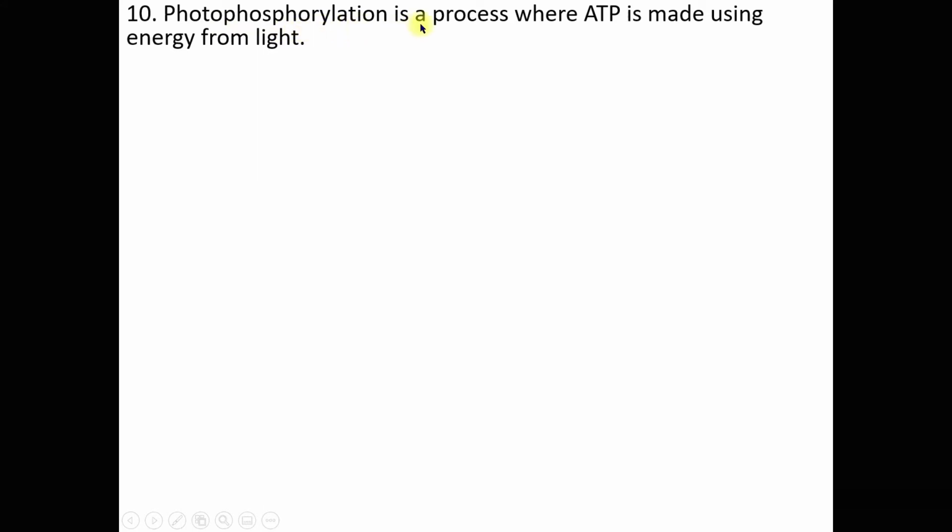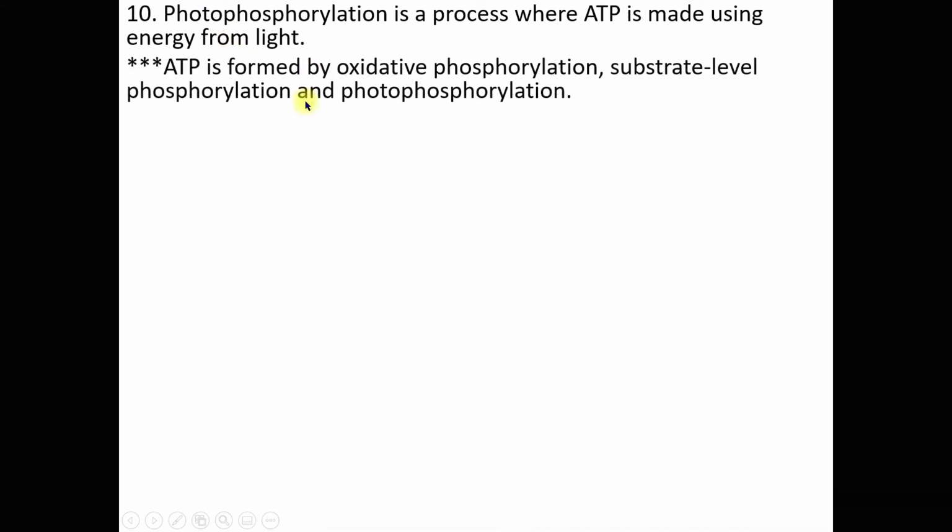Photophosphorylation is a process where ATP is made using energy from the light. Okay, so now, until here, you already learned that ATP can be formed by oxidative phosphorylation, substrate level phosphorylation, and photophosphorylation. These three processes here can generate ATP.